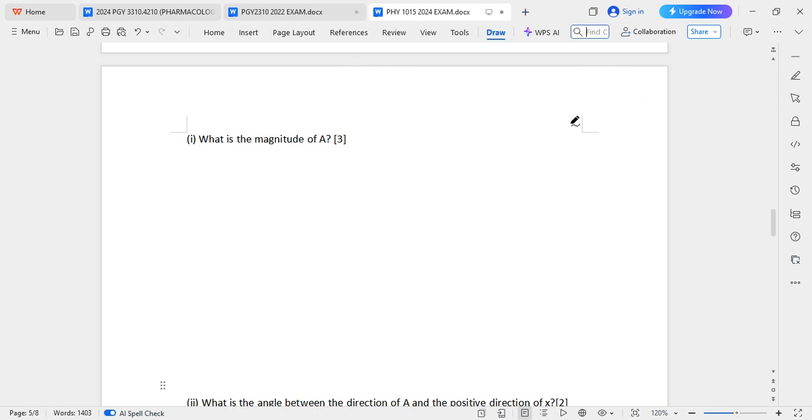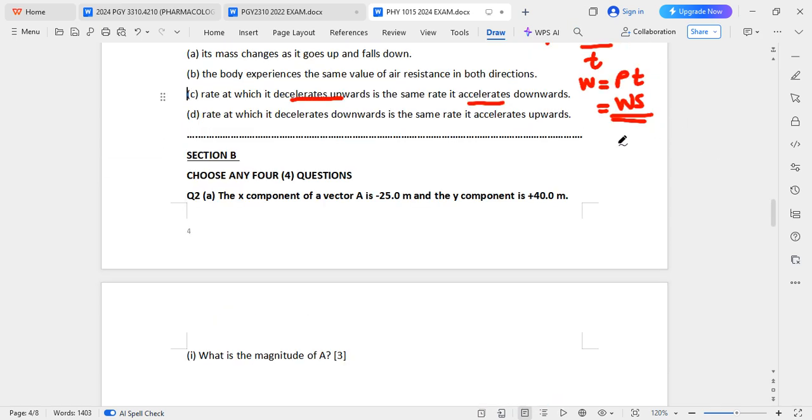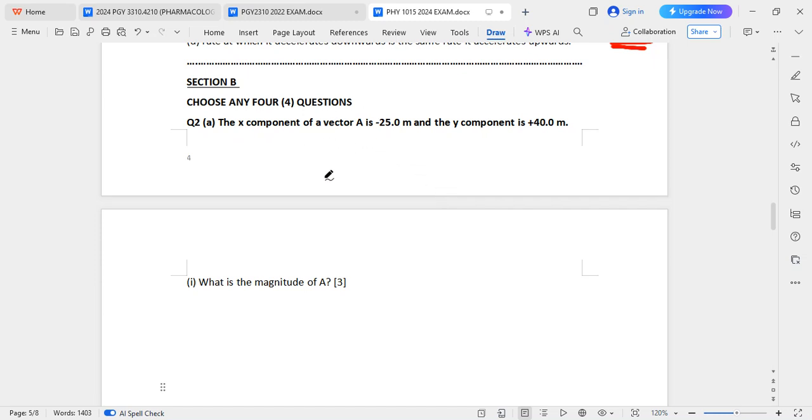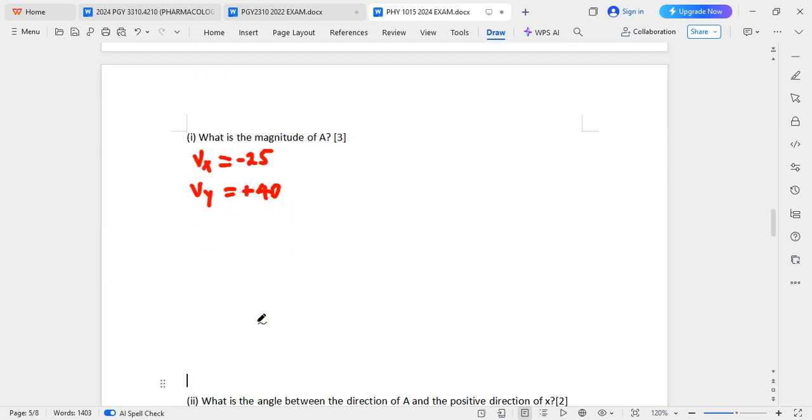So we can start. What have we been given from our question? We've been told the x component, meaning Vx, the x component of A, is negative 25. And then the y component Vy is positive 40. What is the magnitude?